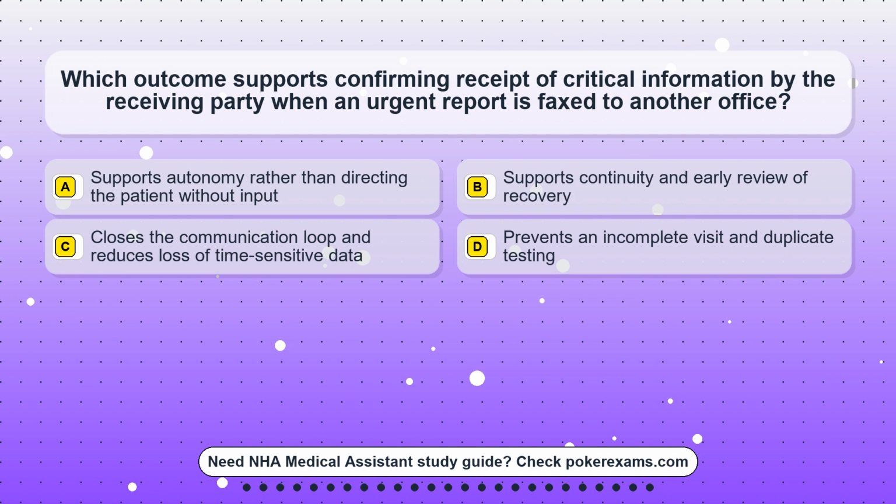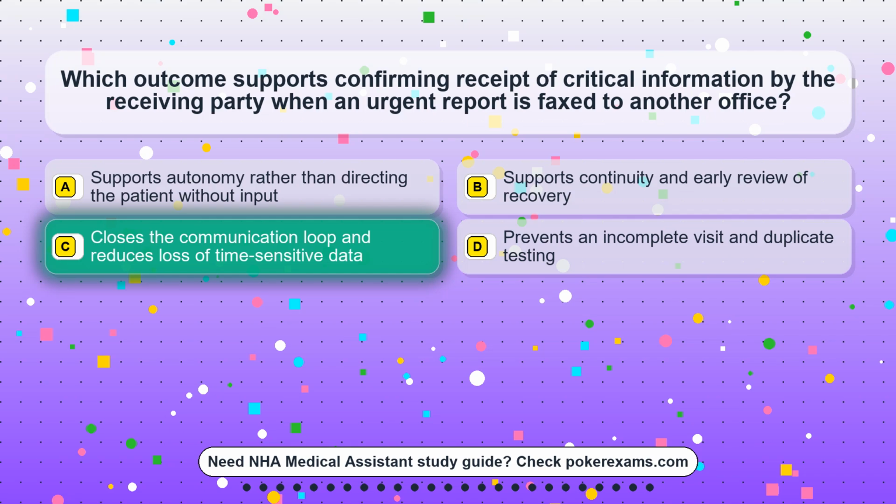Question 23. Which outcome supports confirming receipt of critical information by the receiving party when an urgent report is faxed to another office? Option A. Supports autonomy rather than directing the patient without input. Option B. Supports continuity and early review of recovery. Option C. Closes the communication loop and reduces loss of time-sensitive data. Option D. Prevents an incomplete visit and duplicate testing.